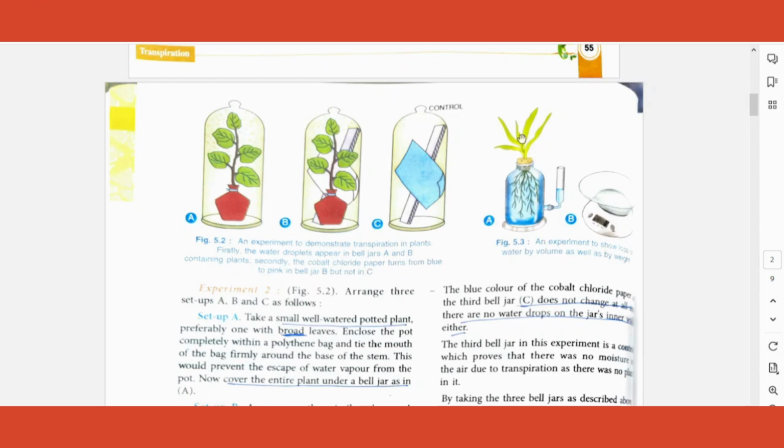Here you are seeing one more thing, similar to the earlier experiment where we had double visual proof: you saw the water droplets and also a change in color. Like that, here two things you will notice. One is loss in weight, that is, lesser weight compared to the initial weight. Second, the water level will come down in this tube. Why will the water level come down? Because due to transpiration, or loss of water from the leaf, the root will absorb water. Therefore, here the water level will come down. So two things you are observing with the second experiment.